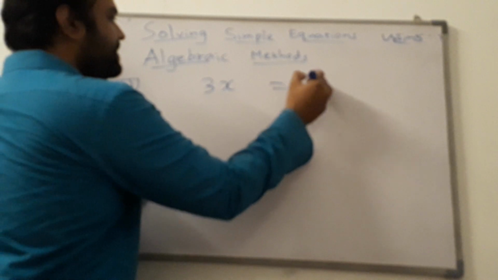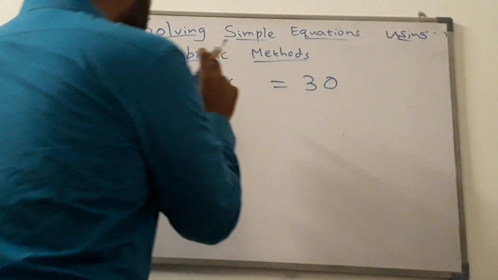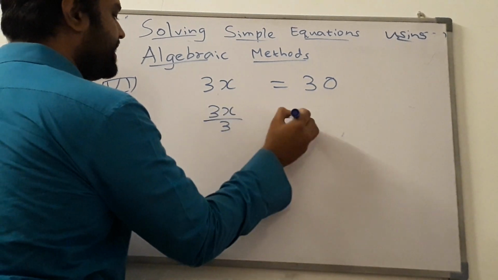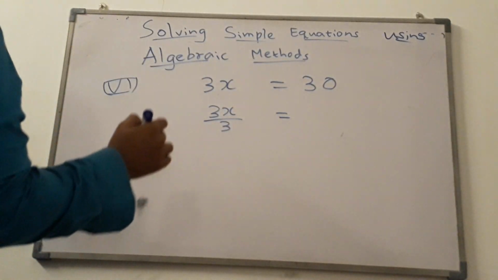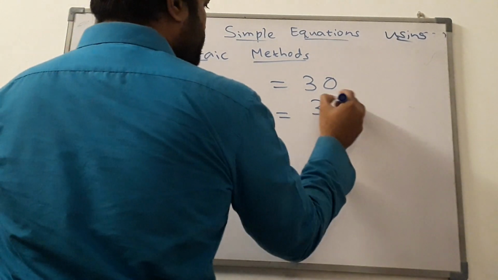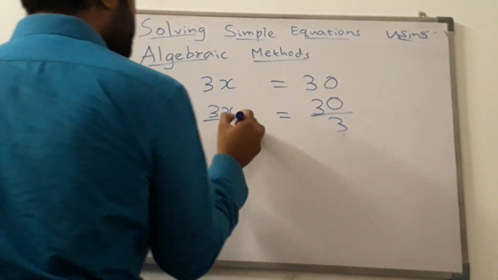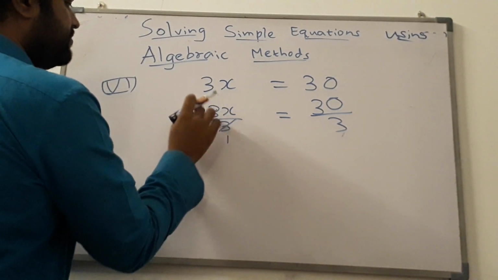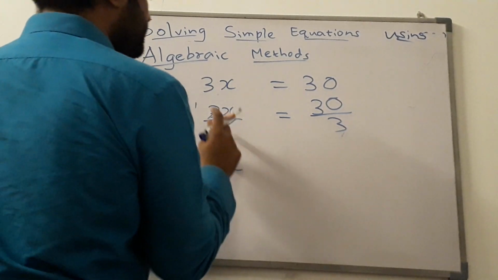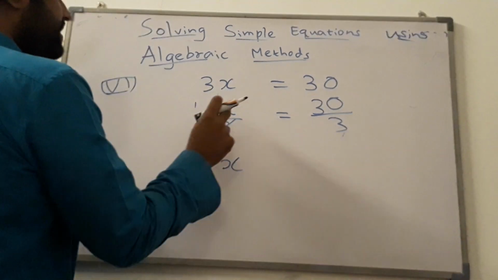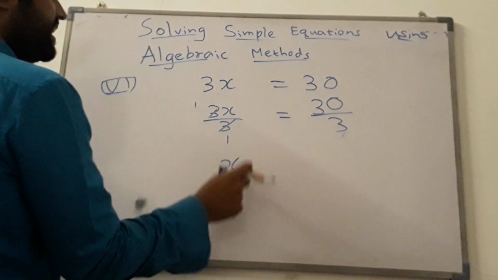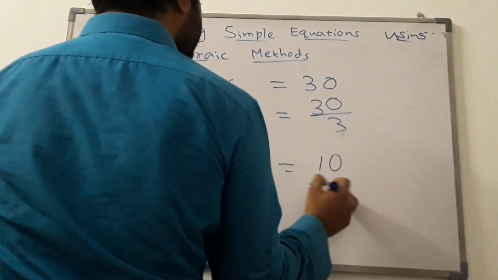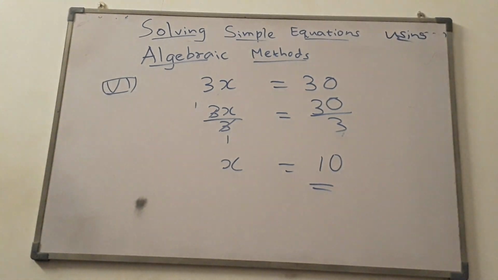3x equals 30. We want to remove 3. What we have to do is divide 3x by 3. If we divide the left hand side by 3, we have to do the same thing to the right hand side. So 3 divided by 3 is 1, and 1 times x is x. When we divide 30 by 3, it is 10. So it is 10. 10 times 3 is 30.